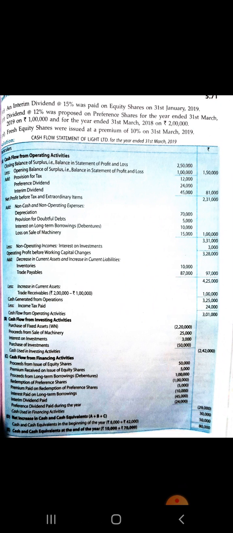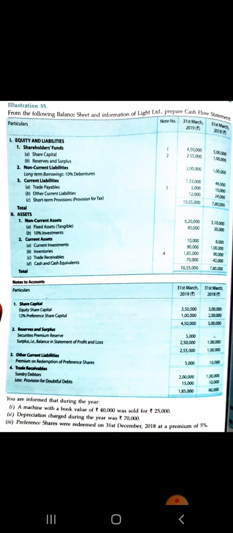Amount of equity shares issued during the year is rupees 50,000. Previous year's amount 3 lakh, current year's amount 3,50,000. Shares issued during the year is rupees 50,000. Equity shares were issued at a premium of 10%. Amount received as premium is rupees 50,000 into 10 by 100, 5,000. Notes to accounts, note number 2. Reserves and surplus, securities premium reserve rupees 5,000. That reserve is the premium received on the issue of equity shares of rupees 50,000.